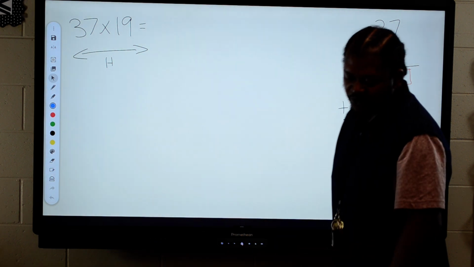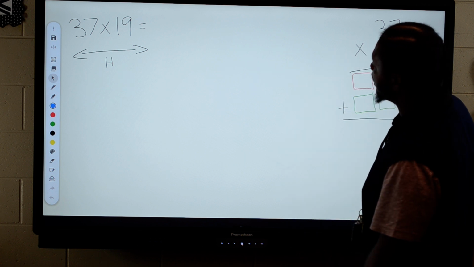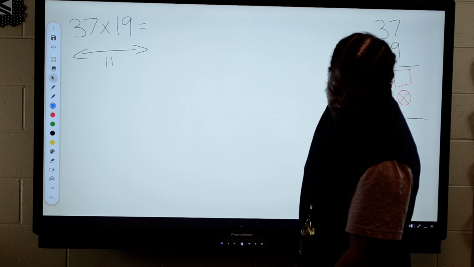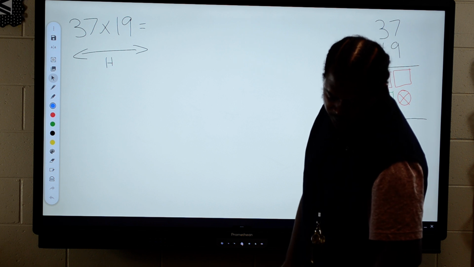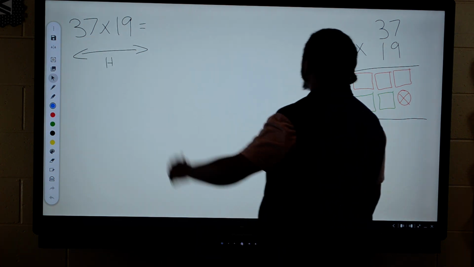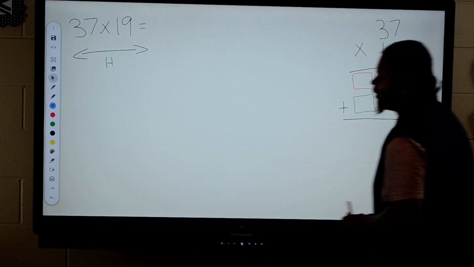So first things first, we need to solve it. We're going to use our standard algorithm to solve it first, and then we can look over our other expressions and see if they are equal or not. So first we have 37 times 19, and they wrote it horizontally in your book. So we're going to solve it vertically. So let's go.